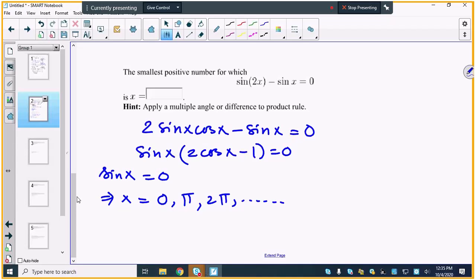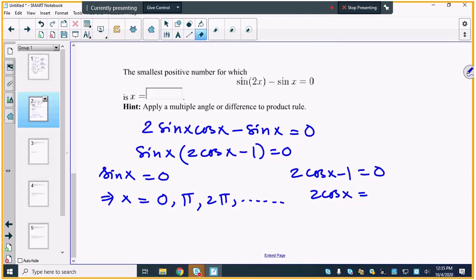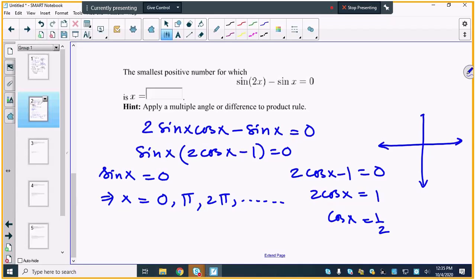Whereas the other solution is going to come from 2 cosine x minus 1, setting it equal to 0. So first I said 2 cosine x equal to 1, then divide both sides by 2. So cosine x equal to 1/2. Cosine x is 1/2 at the reference angle of pi over 3. So in the first quadrant, this is pi over 3. In the fourth quadrant, if the reference angle is pi over 3, then the angle in standard position is 5 pi over 3. So those are the two solutions.